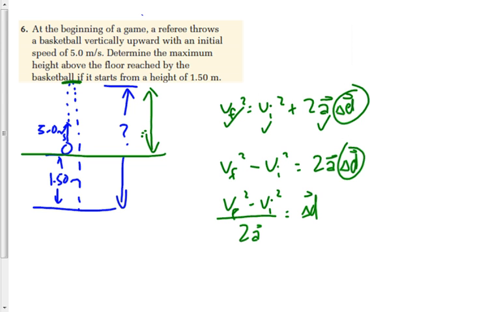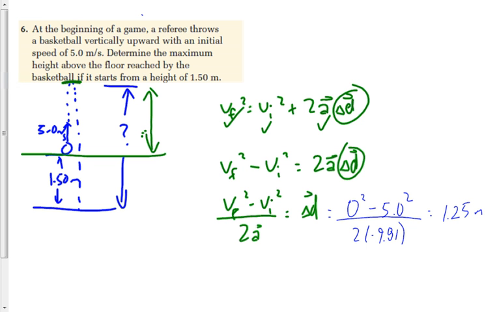VF is 0 minus 5 squared over 2 times neg 9.81. So we get neg 25 divided by neg 19.62. It's somewhere around 1.25. What is it? It is 1.25. Okay, so that gives me 1.25 meters.